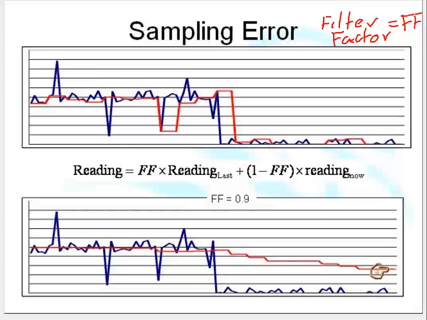And if you have a filter factor of 0.9 and you're sampling every, say, 10 seconds, it may be several minutes before the PLC acknowledges the fact that there's nothing actually on the belt, because the filter factoring has smoothed it all away.